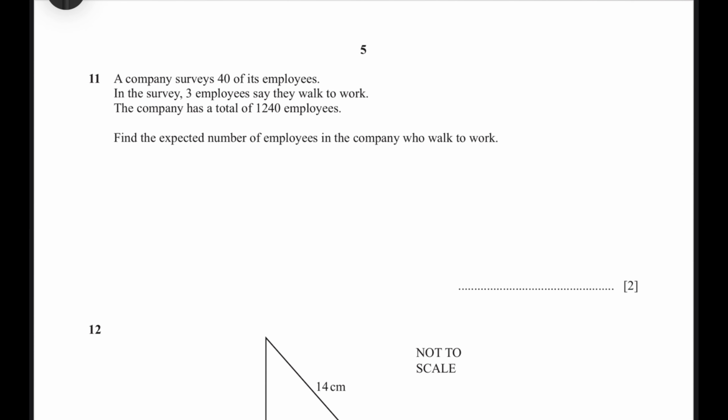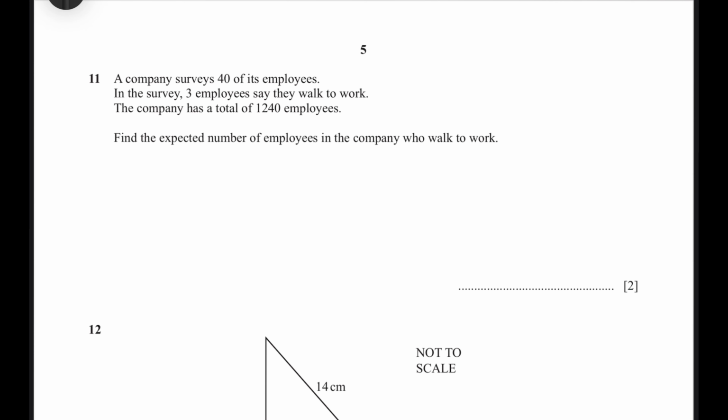A company surveys 40 of its employees. In a survey, 3 employees say they walk to work. So out of 40, 3 said that they walk to work. The company has a total of 1240 employees. Find the expected number of employees in the company who walk to work.